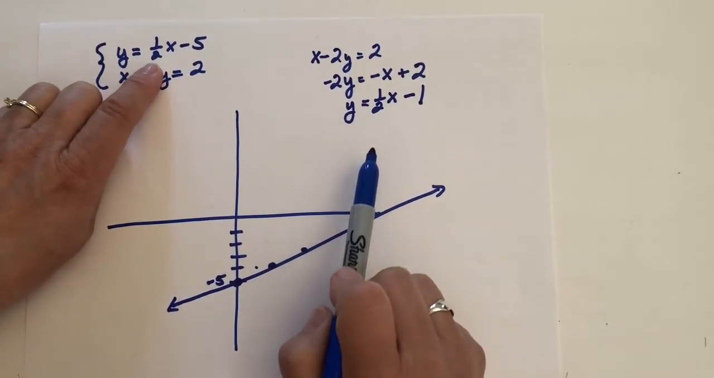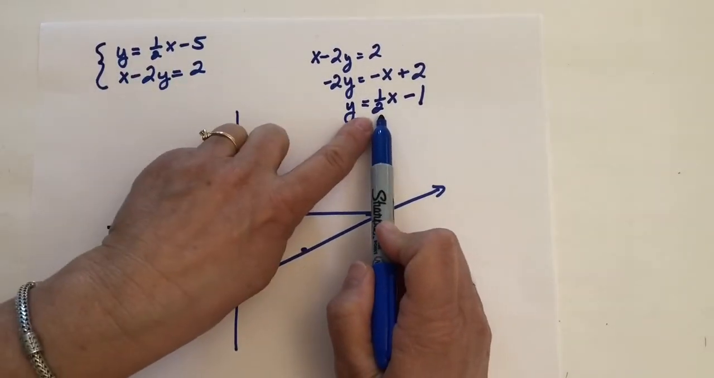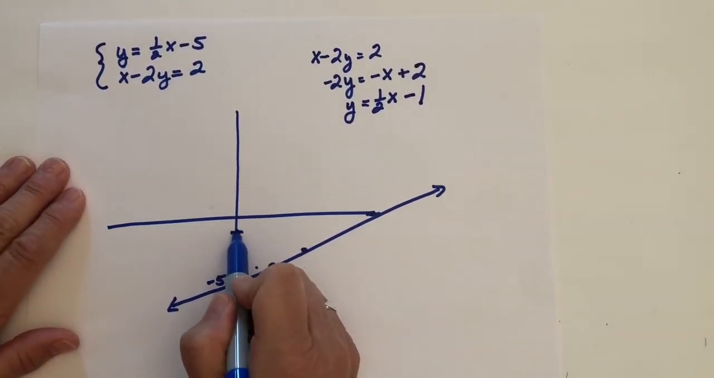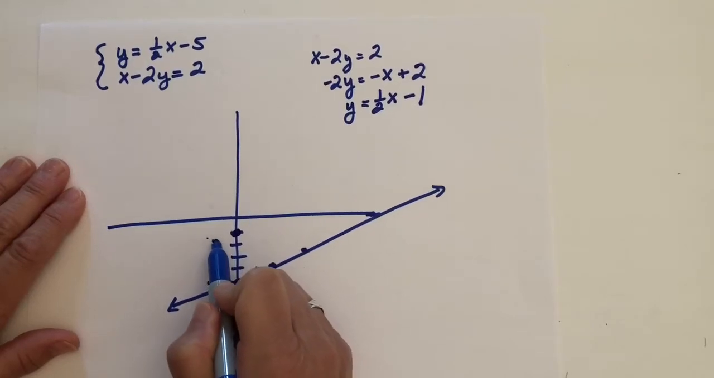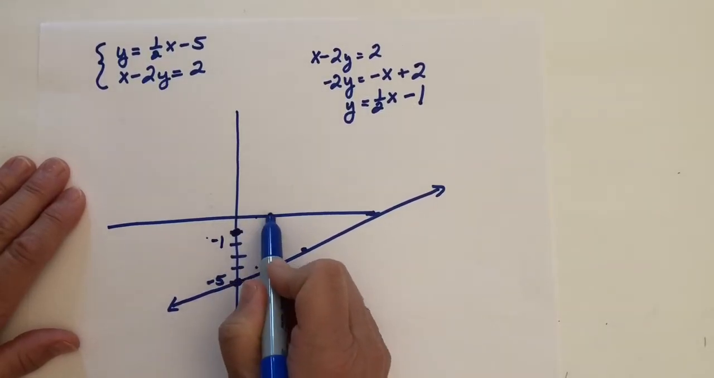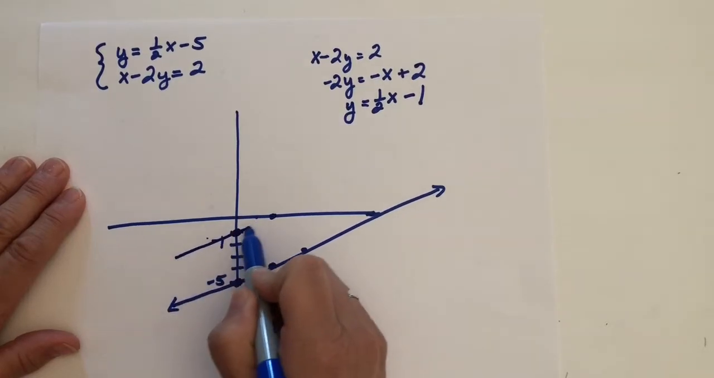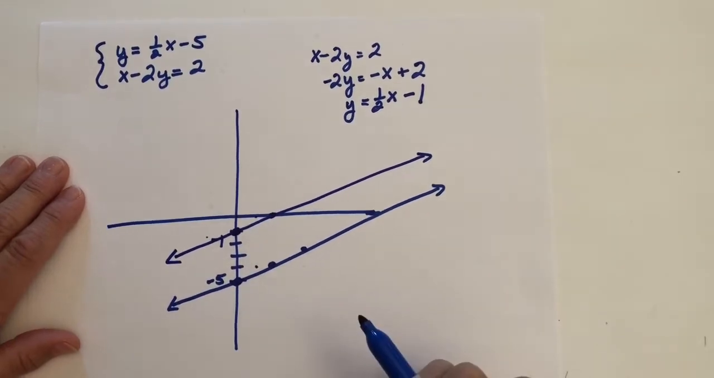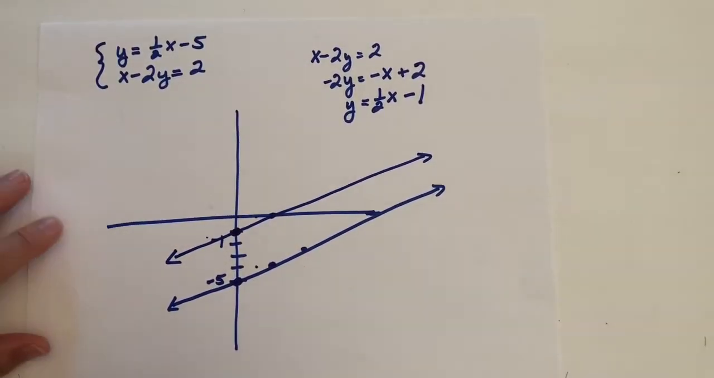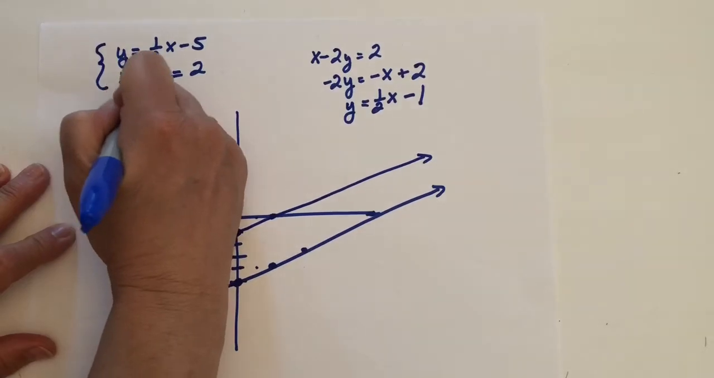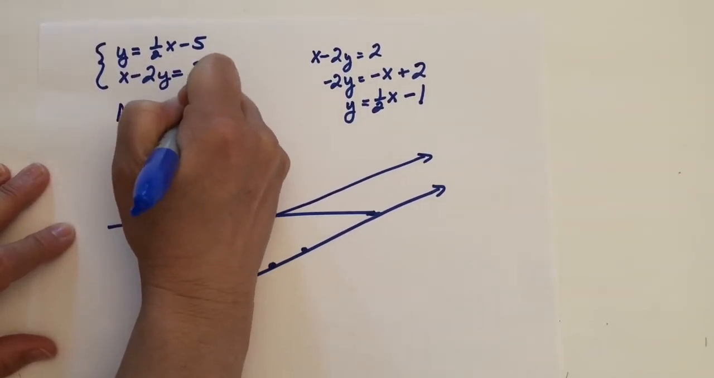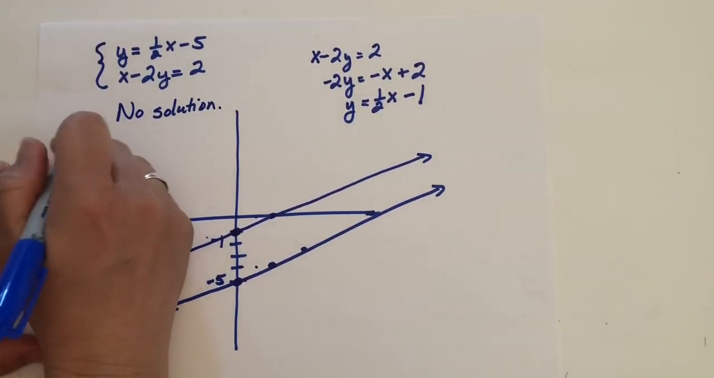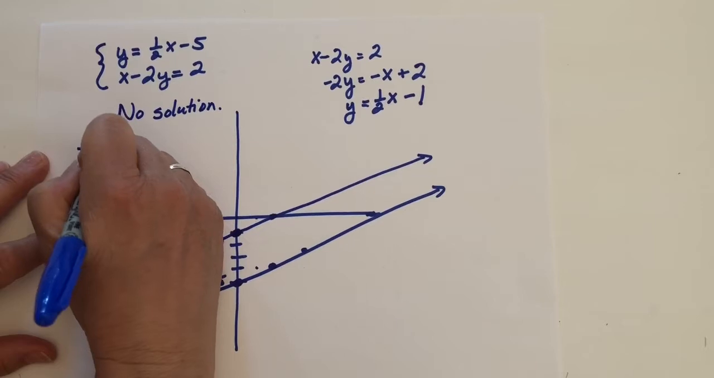Notice the slope of the first equation was 1/2. The slope of this equation is 1/2 as well. So when we graph it, the y-intercept is negative 1. The slope is 1/2, that's up 1 over 2. And if we graph it, we see that we have a pair of parallel lines. That means they don't share any points. And we would say there is no solution to this system. It is called an inconsistent system if there is no solution.